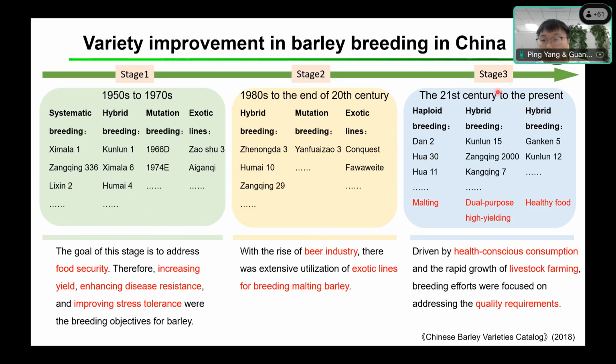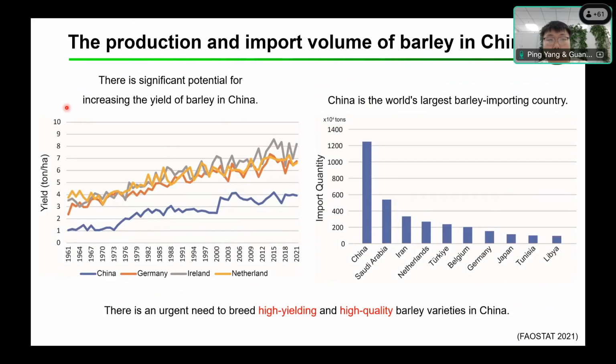And stage 3, from the 21st century to the present. In this stage, driven by health-conscious consumption and the rapid growth of livestock farming, breeding efforts were focused on addressing quality requirements. So far, with the rapid development of China's livestock industry, the prosperity of the beer industry, and the emergence of barley health food, the demand for barley in China has been increasing year by year.